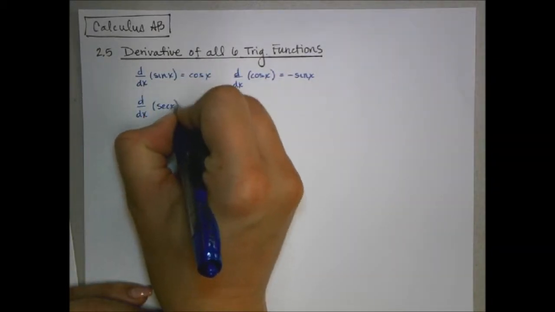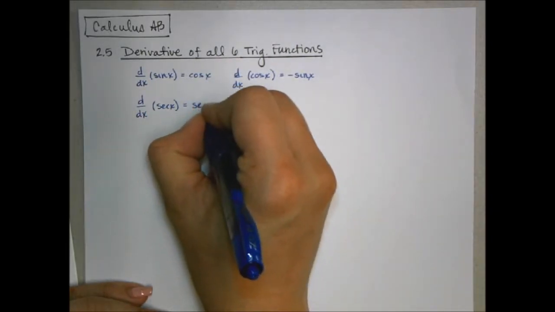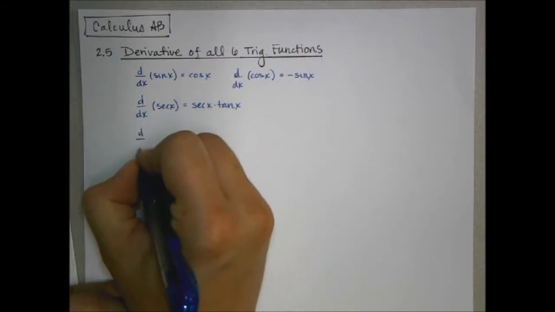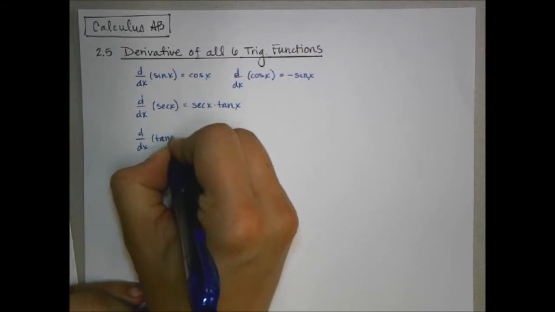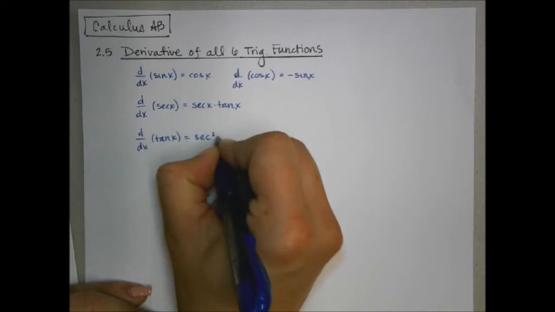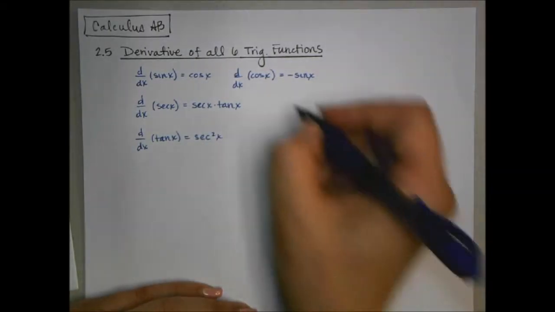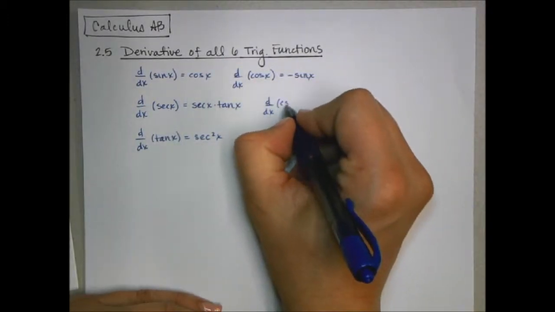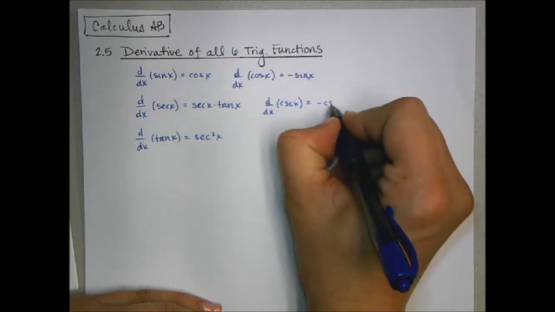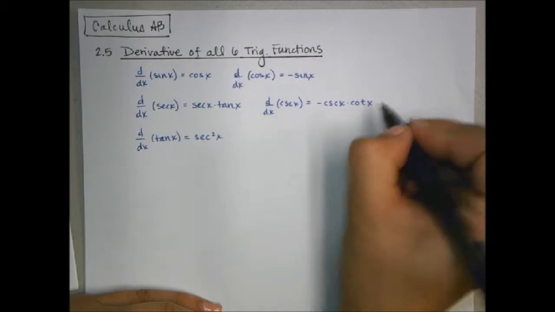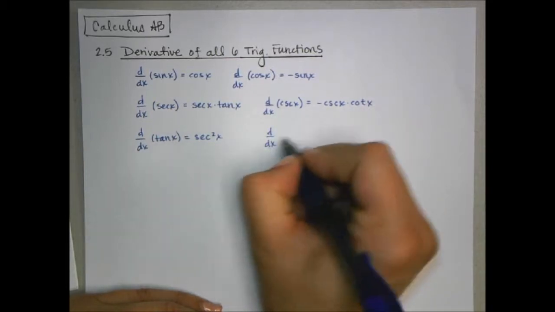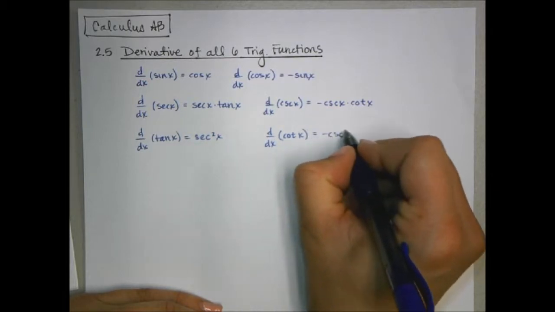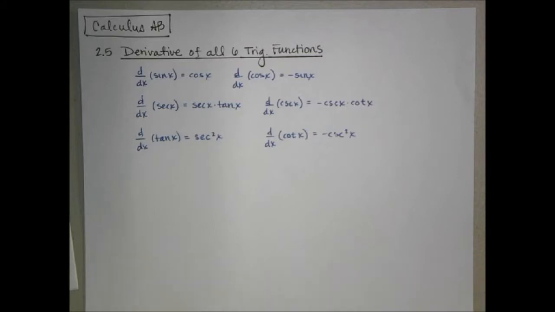The derivative of secant is secant times tangent. And the derivative of tangent is secant squared. Okay, over here we have the derivative of cosecant now, is negative cosecant times cotangent. And the derivative of cotangent is negative cosecant squared. So a few things that I want to point out.